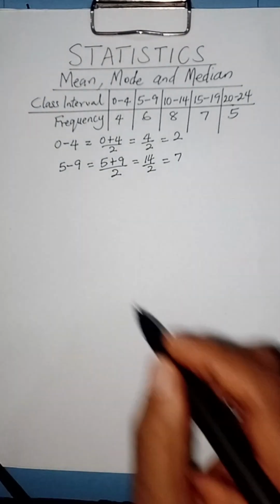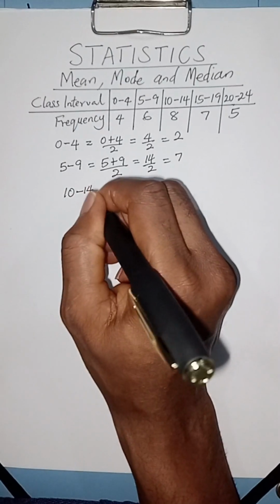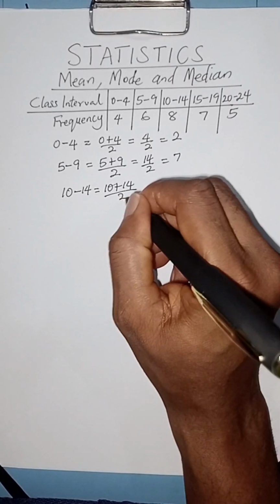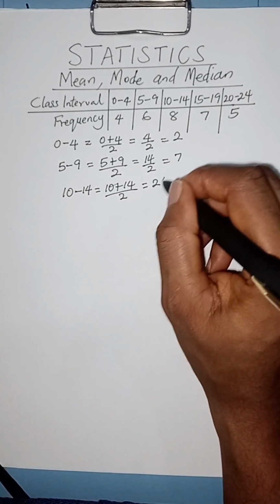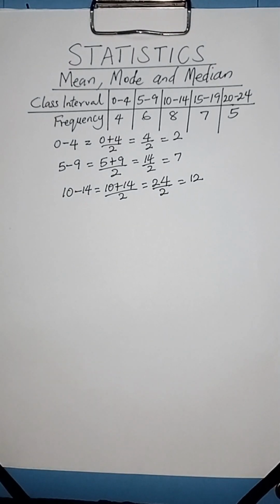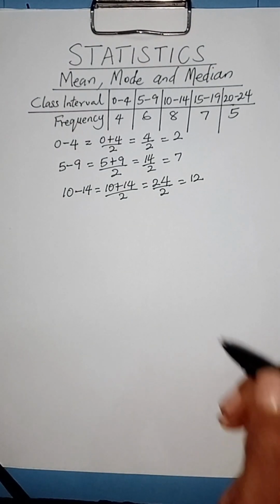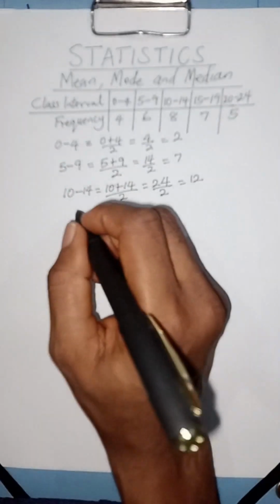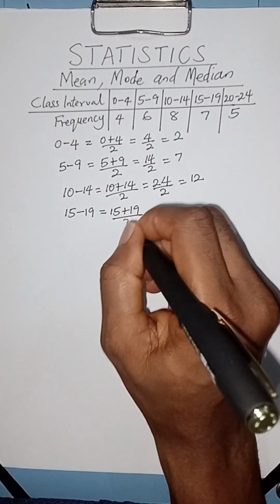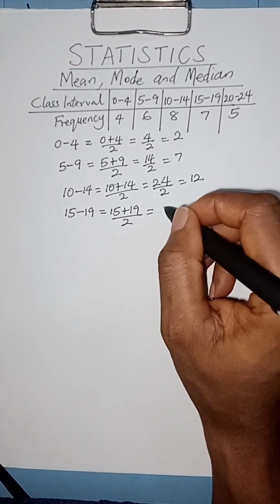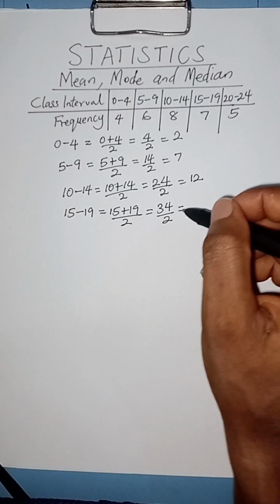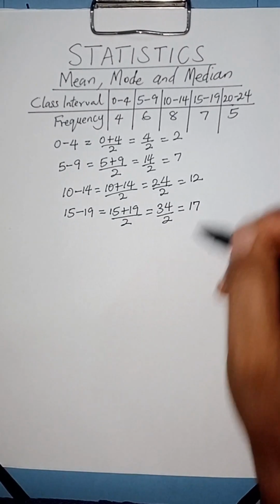I'll go to the next class interval, which is 10 to 14. I'm going to add them together, 10 plus 14, and divide by 2, and that gives me 24 divided by 2, which is equal to 12. Now I'm going to go to the next one. The next class interval is from 15 to 19. So I'm going to add them together, 15 plus 19, and divide by 2. If you add them together, you're going to have 34 divided by 2, and 34 divided by 2 gives you 17.